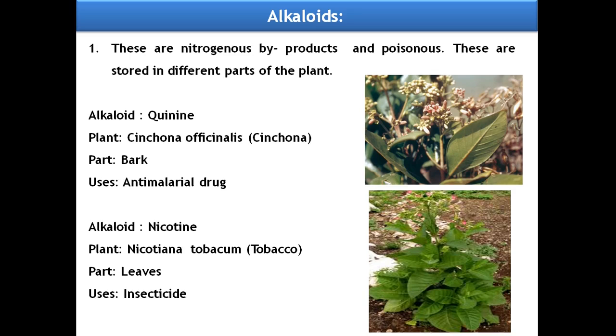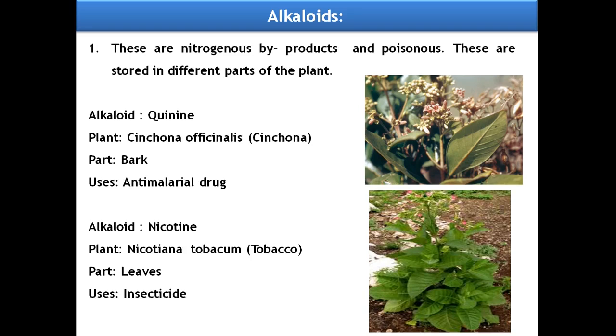Quinine is the alkaloid which we get from the cinchona plant, and the scientific name of the cinchona is Cinchona officinalis. The part which contains this alkaloid is the bark. The bark of this plant contains the alkaloid called quinine, and it is used as an anti-malarial drug. For the treatment of malarial fever, we use this quinine.